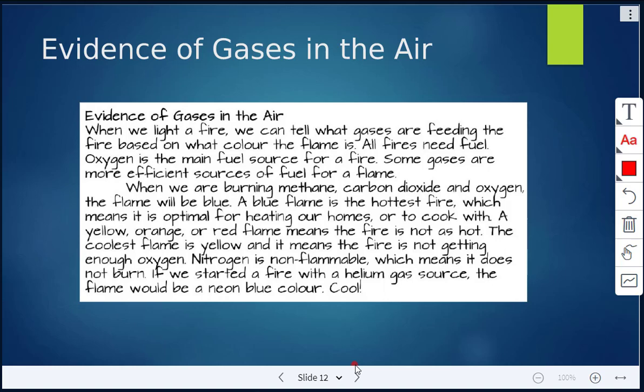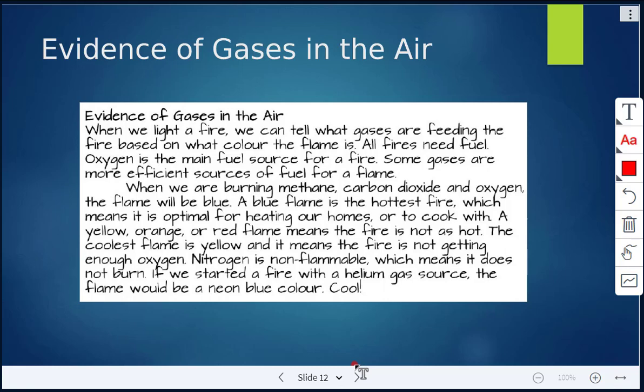Okay, evidence of gases in the air. So basically, what evidence do we have that there are gases in the air? So one method is if you light a fire, we can tell what gases are feeding the fire based on the color of the flame.